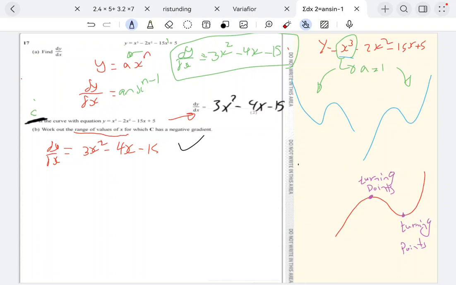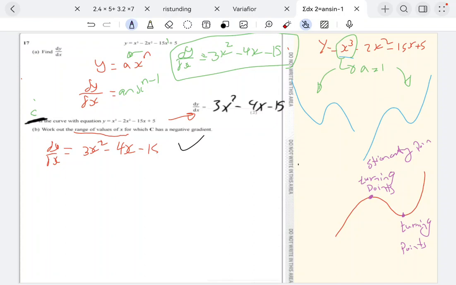Also, we call them stationary points. Why is it called stationary points? Because it's like a stop. At this point, the curve stops increasing, then starts to decrease. It's like a break. Okay? So if you get these 2 points, any points in between will have negative gradient. So I need to get the turning points.